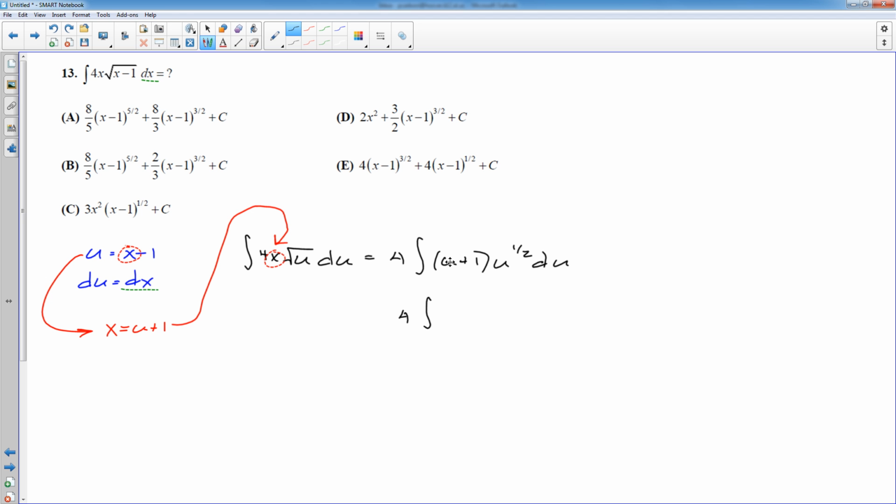Distribute the u to the 1/2. You add exponents. 1 plus 1/2 is 3/2. 1 times whatever. 1 times anything is the same thing, right? Good old multiplication times 1. Now the antiderivative, I take it back. This is going to work out nice.